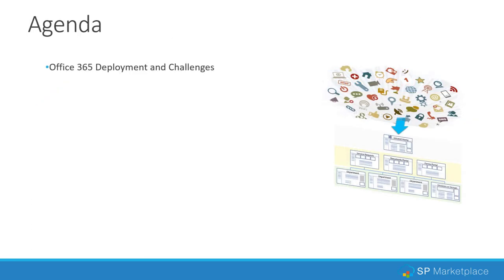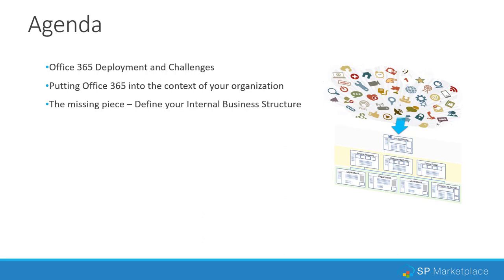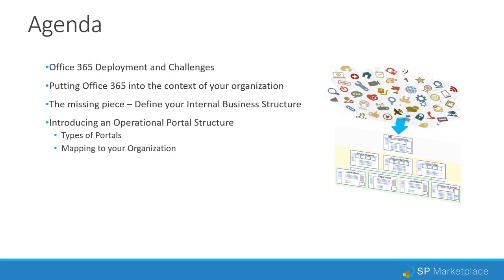So what we're going to do is talk a little bit about Office 365 deployment and challenges, and how you can take Office 365 and put it into the context of your organization. We'll talk about what we have found out to be the missing piece. It's not so much the technology, but the need to define that internal business structure across your organizations and get different departments and functions to really buy into it.